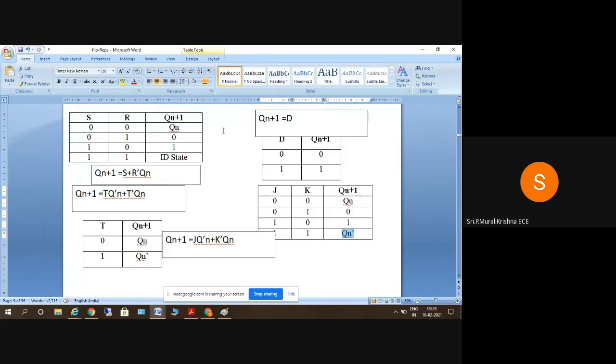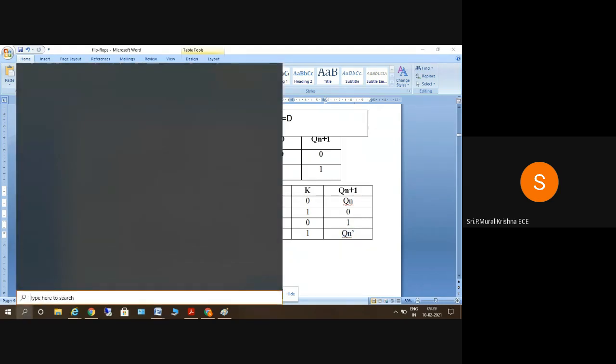The main aim of these excitation tables is we'll mention the present states and the next states. For example, if the present state is 0 and the next state is 0, or the present state is 0 and the next state is 1, and next if the present state is 1 and next state is 0, and the present state is 1 and next state is 1. These are the 4 possible cases here. So we have to analyze which inputs are responsible for the state changes.